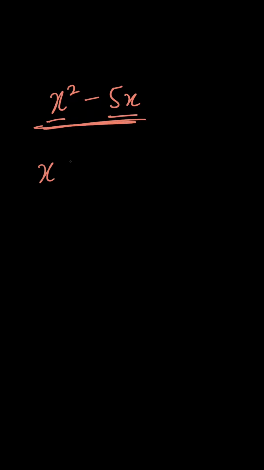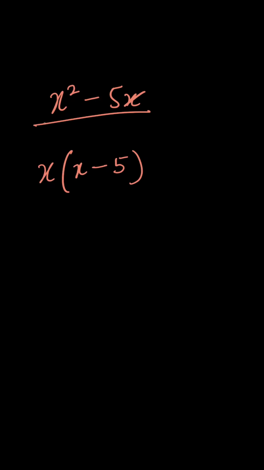So we bring x outside the bracket. So x cancels here. If we don't want to get confused, you can write divided by x, divided by x. So x goes here, and minus, remember, 5 goes here. So when you factorize x squared minus 5x, the final answer is x into bracket x minus 5.